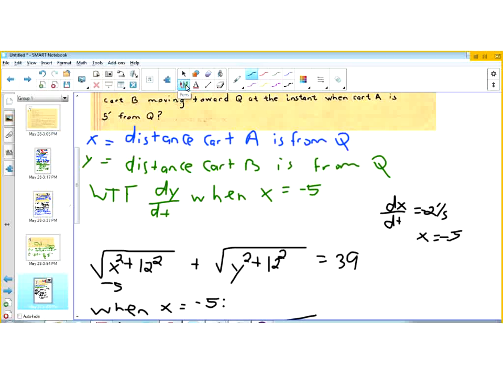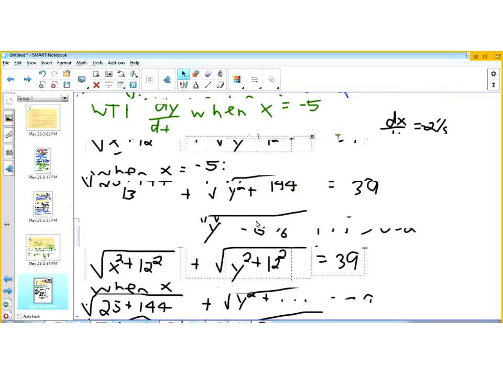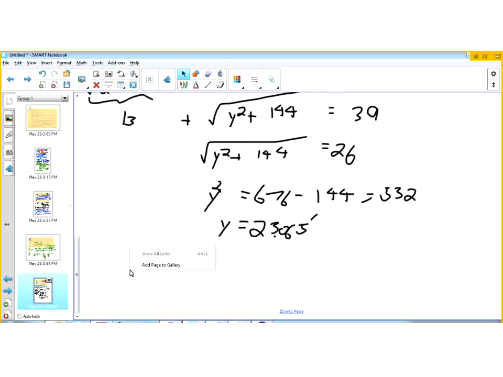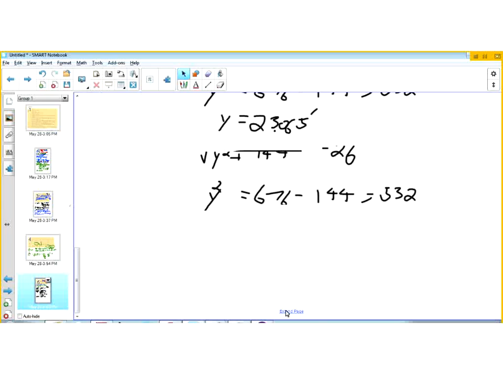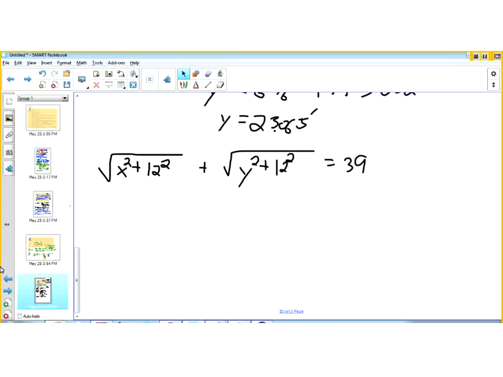All right, so now let's go back to our equation. Let me see if I can copy and paste. So let me see, select. So let's select this. And let's see, Control C, paste. All right, so there's our equation.